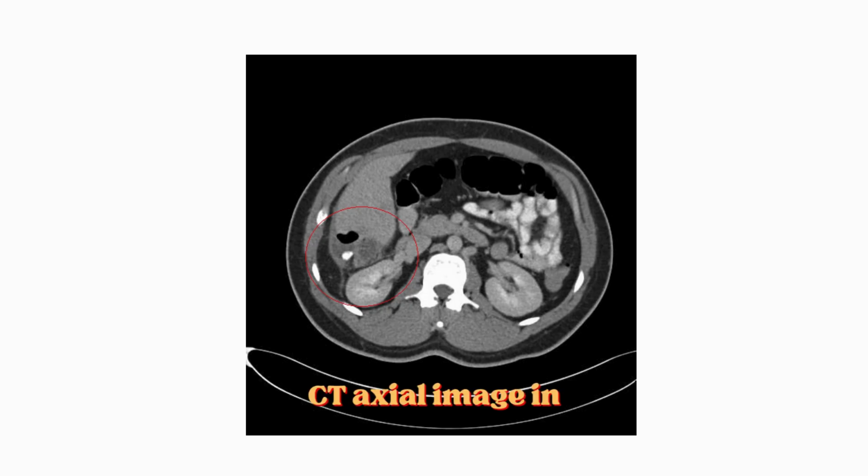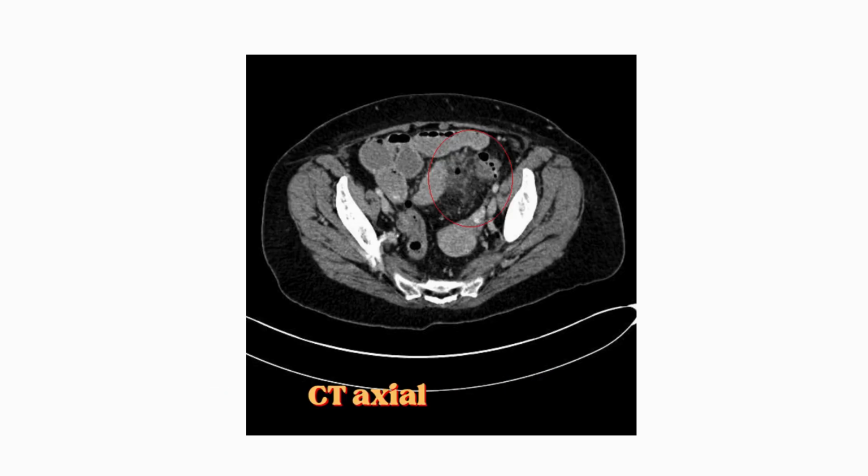CT axial image in the right lower quadrant revealed a subhepatic collection containing gas and appendicolith, in keeping with an appendicular abscess. CT axial image in the left lower quadrant revealed perforated sigmoid diverticulitis.